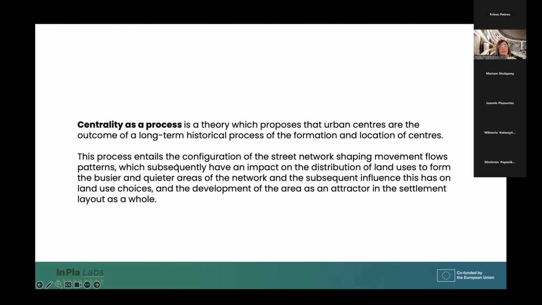And the last concept that I would like to talk about, and you will see later on what it means through examples, is centrality. Centrality in space syntax is a very important process. It proposes that urban centers are the outcome of a long-term historical process of the formation and location of centers. And this process entails the configuration of the street network, shaping movement flow patterns, which then have an impact on the distribution of land uses to form busy or quiet areas. And then this has an influence on land use choices and so on.